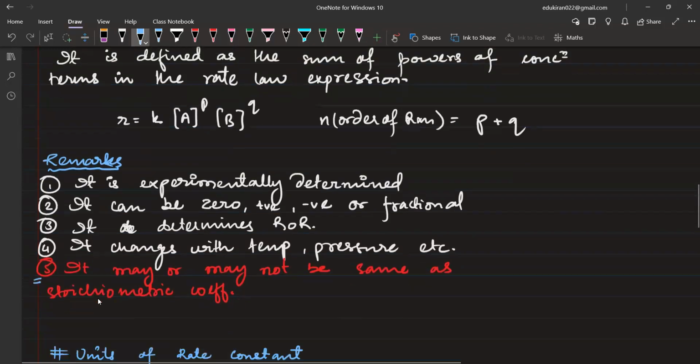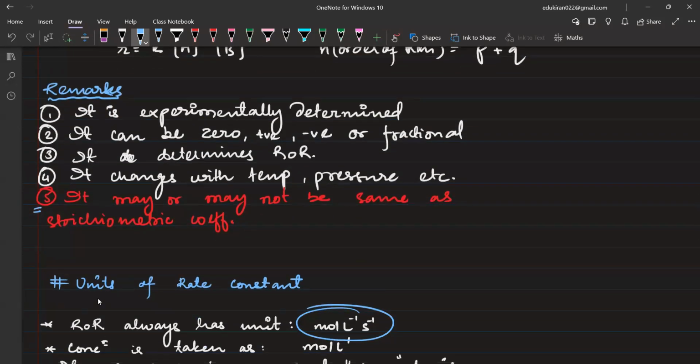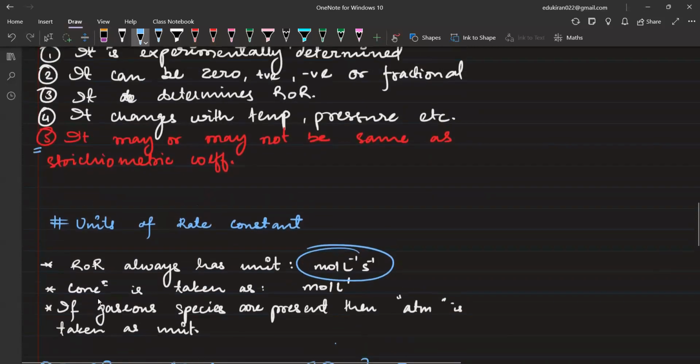Okay. Now moving on, we have the units of rate constant. What will it be for units of rate constant? You have to remember two things. Rate of reaction will always have moles per liter per second. Concentration is always taken as moles per liter. If gaseous species are present in the overall reaction, then what do we take? We take ATM as concentration as the unit. Okay, so we take ATM instead of what? The mole. Instead of concentration, we take the pressure, that is ATM.